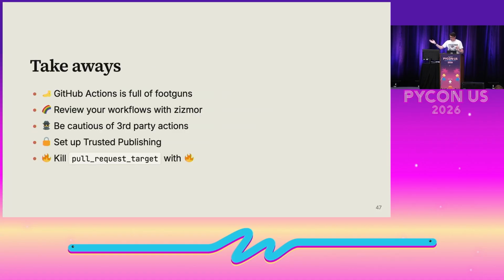So, just to reiterate these takeaways, GitHub Actions is absolutely full of foot guns. You want to be really careful about how you configure it, because you can accidentally set yourself up to have an insecure setup. Use zizmor. Zizmor is wonderful. Be cautious when you're using third-party actions, with extra caution in adopting any action that is from a third party. Make sure that you have trusted publishing set up. That is an excellent way to ensure that your tokens are very unlikely to be stolen and reused. And kill pull request target with fire. That thing needs to burn.